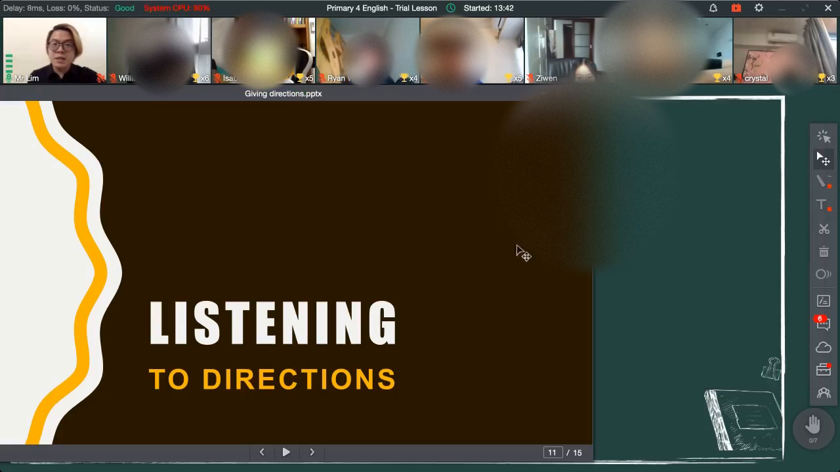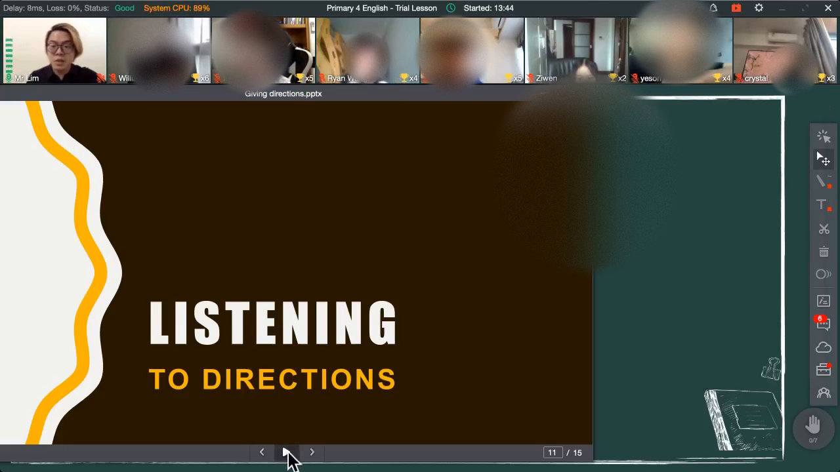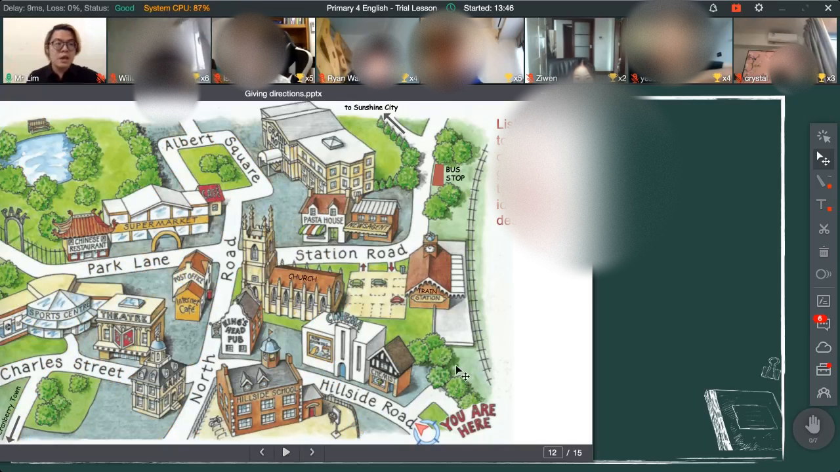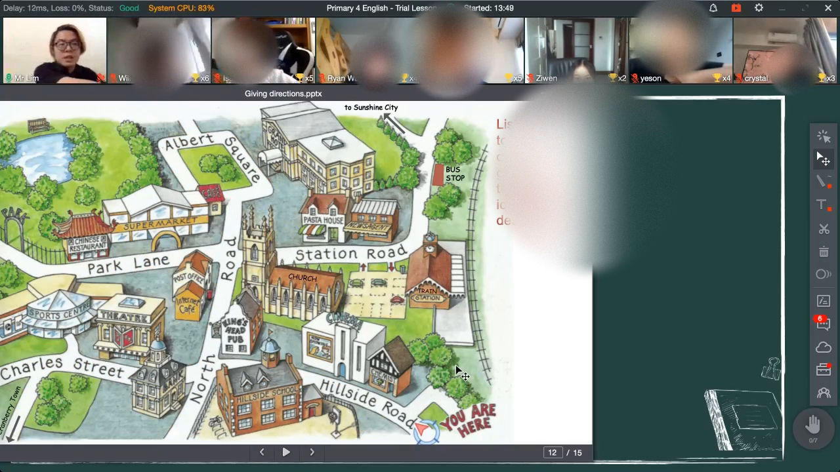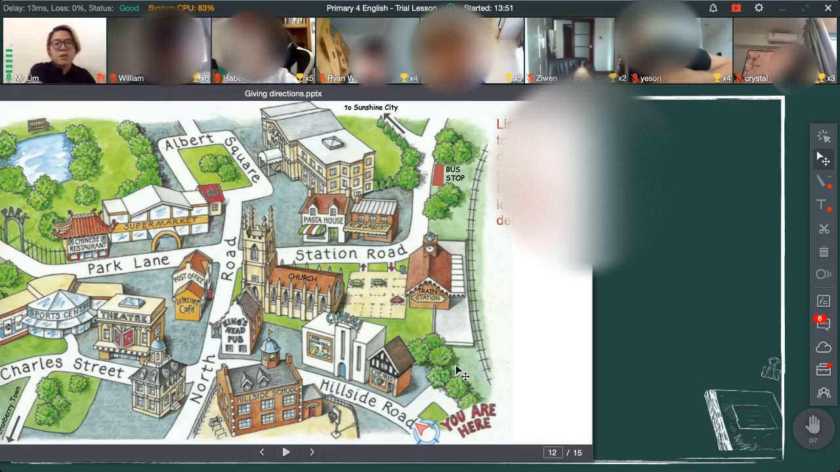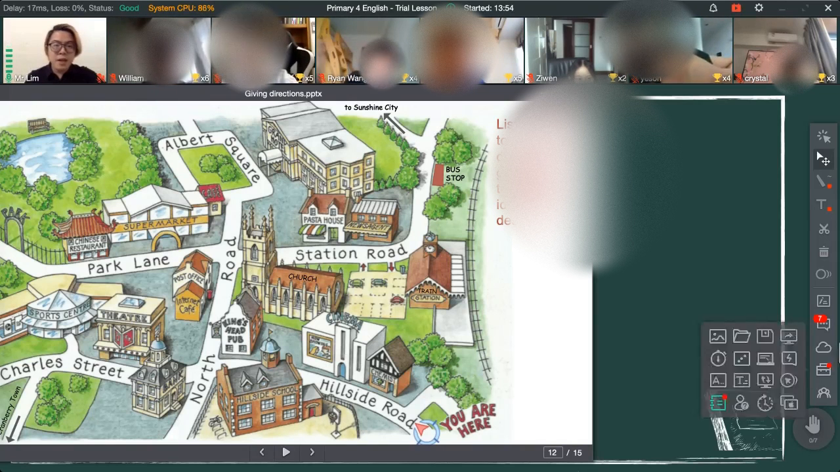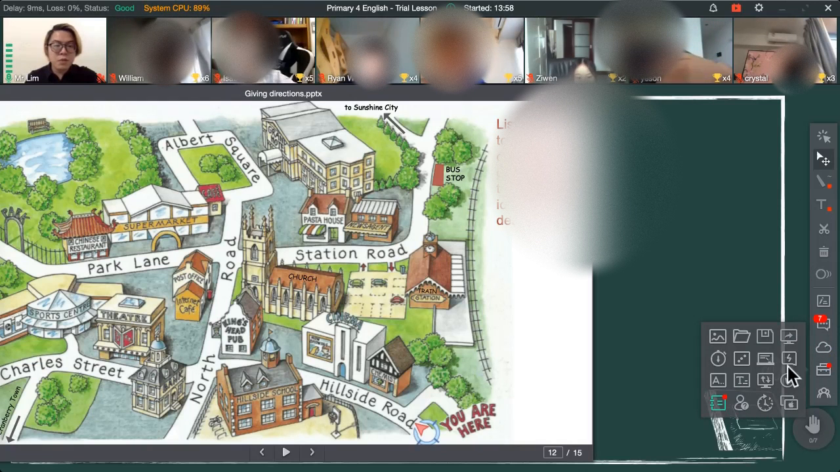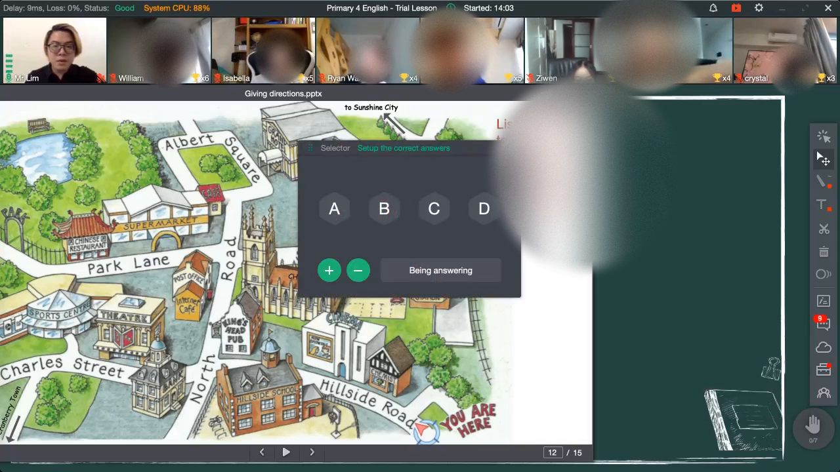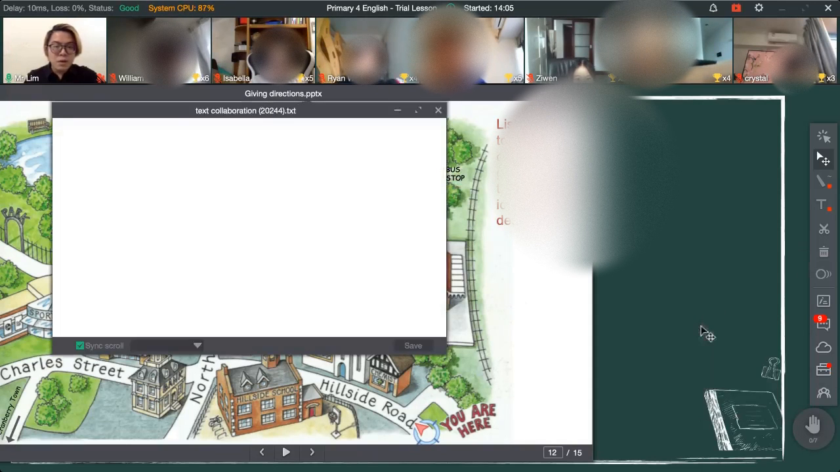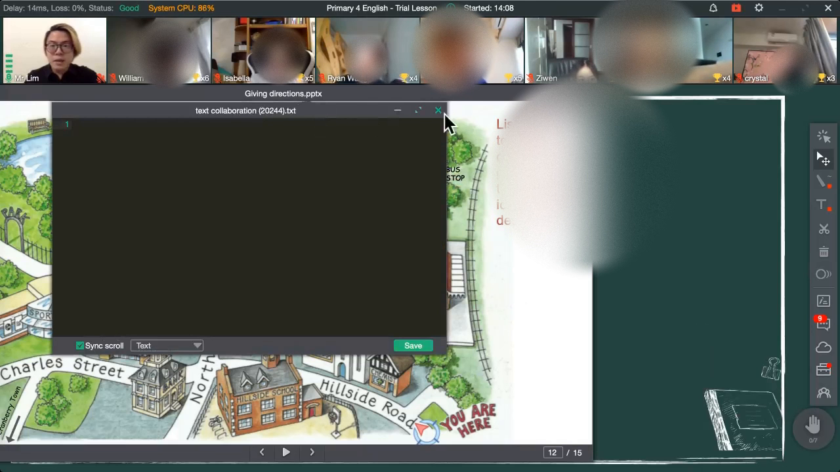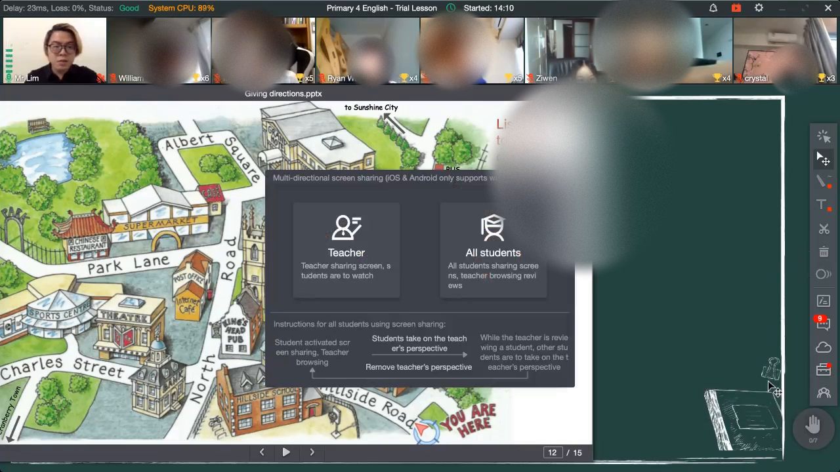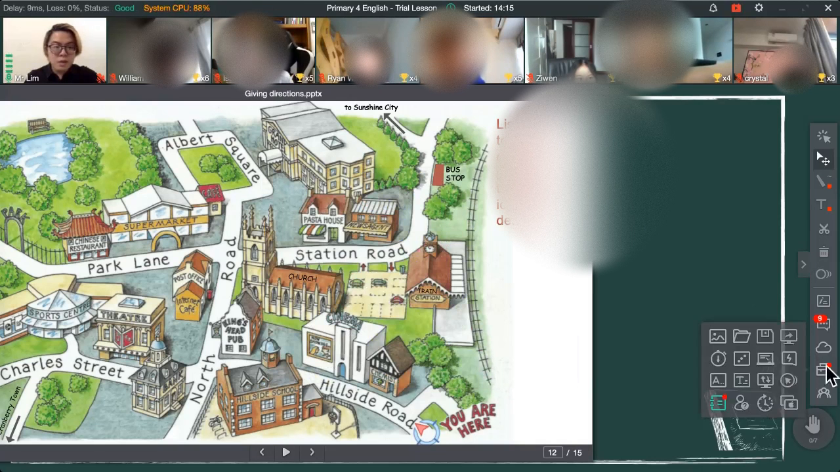I will be going on to the next activity. Okay, so all of you must listen closely right now. I'm going to give you instructions. I will be giving you a little whiteboard for you to write your answer. And after you listen to me, you are going to write down your answer on the whiteboard. So, you have to listen to my instructions very carefully. Let me load up the whiteboard for now.